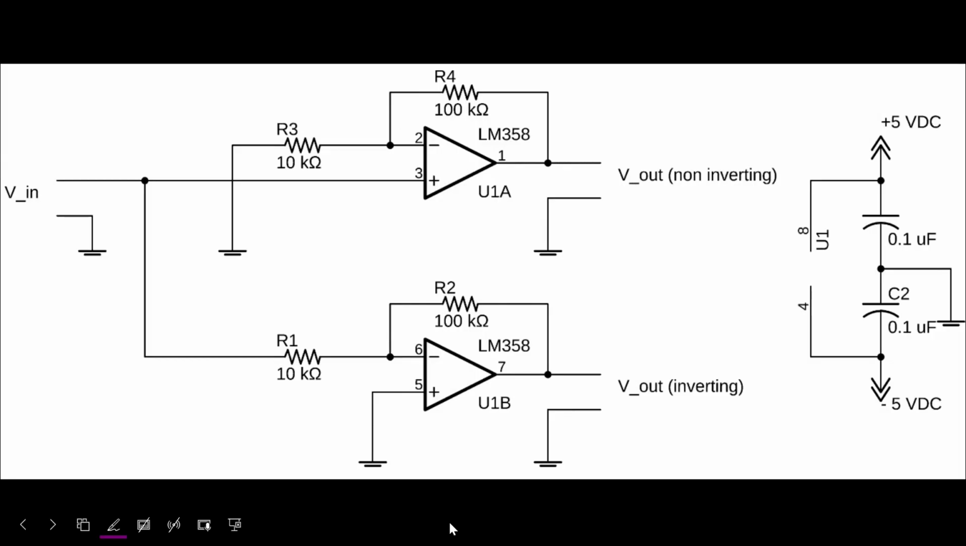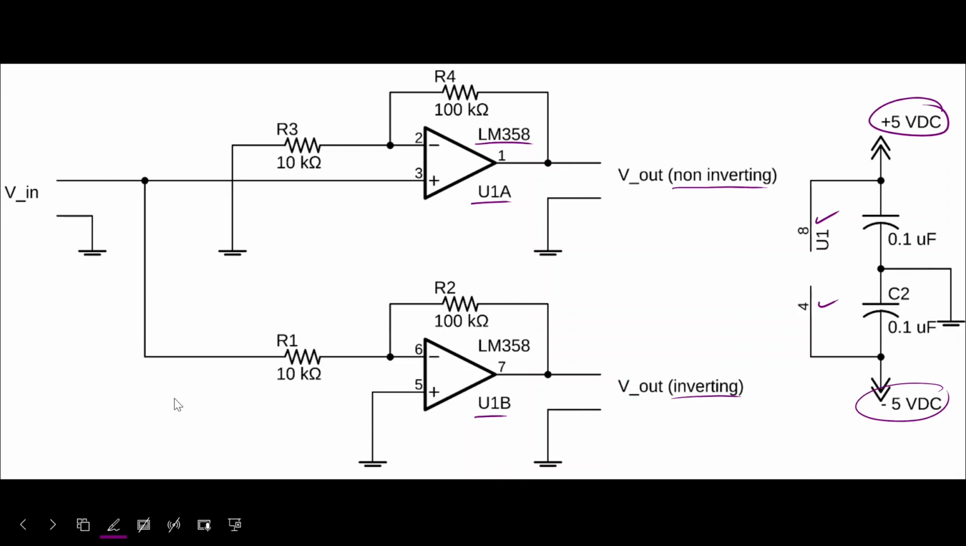Here's the schematic for what you see on the breadboard. We're using an LM358. Part A serves as non-inverting, while Part B serves as an inverting amplifier. Note that the power is applied to pin 8, where we have 5 volts DC, and pin 4, where we have negative 5 volts DC.